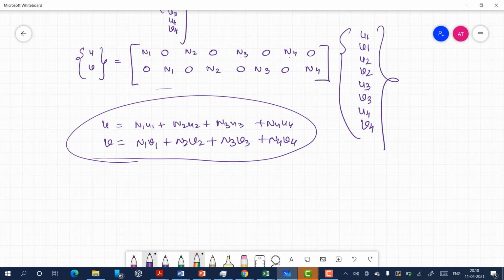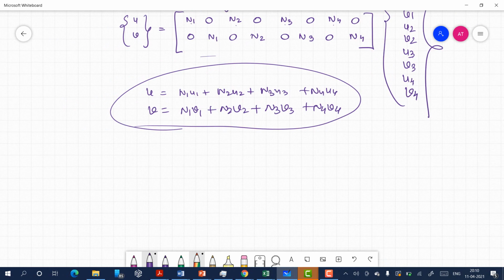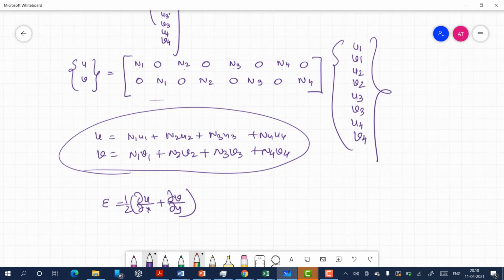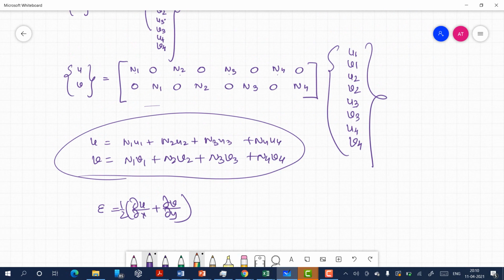Now we will be formulating the B matrix. And what is the B matrix? We have seen the B matrix before, but in one dimension. If we have to find out strain, then the strain is simply del u by del x plus del v by del y, right? This is what we know, and this is how we will find it out. But how do you find out the differential of the generalized degrees of freedom? You will have to differentiate these matrices somehow, right?